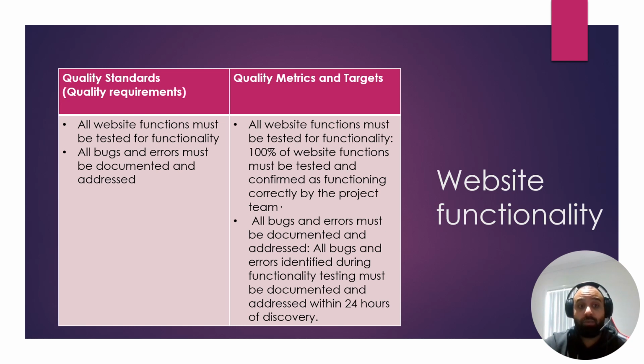The second quality standard would be that all website functions must be tested for functionality. All bugs and errors must be documented and addressed. What's the target for that, or what's the quality metric? Well, all website functions must be tested for functionality, and 100% of website functions must be tested and confirmed as functioning correctly by the project team. All bugs and errors identified during functionality testing must be documented and addressed within 24 hours of discovery.